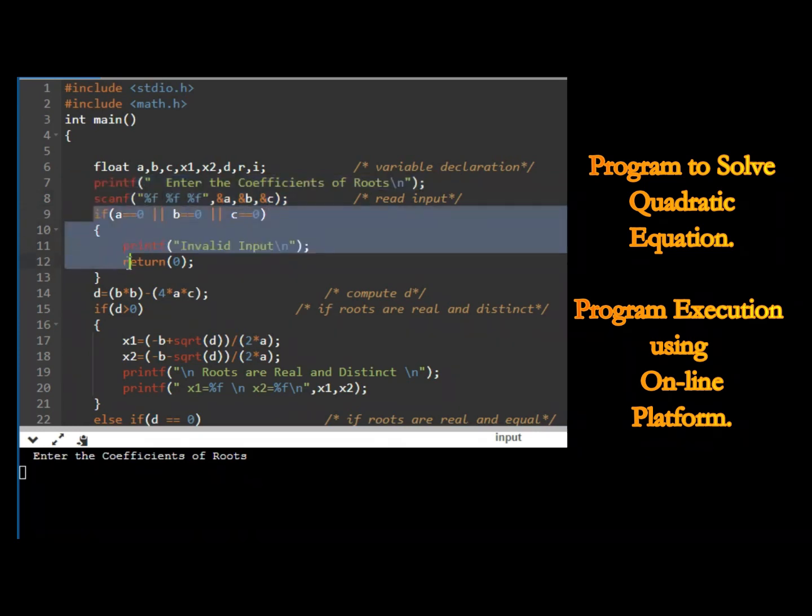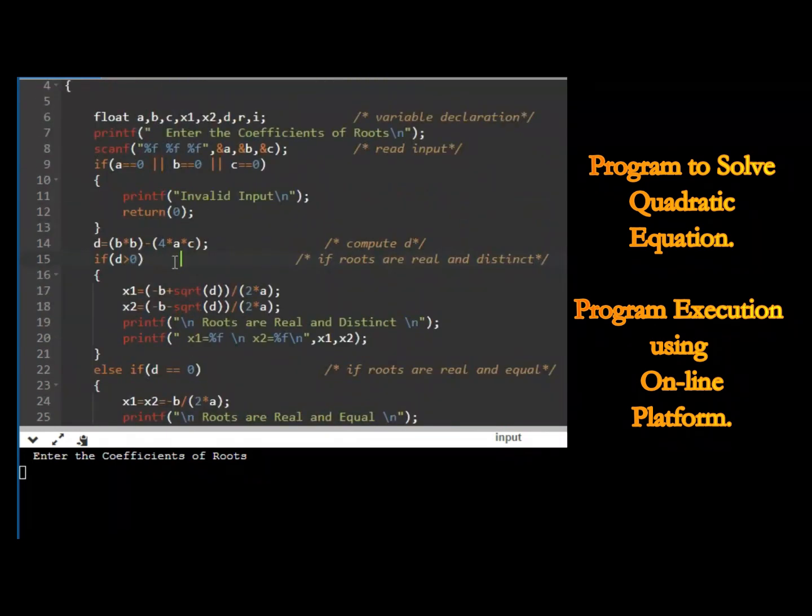Before calculating the discriminant value, we are checking whether the values are valid input or not. If any one of the values is 0, then the calculation of the roots is not possible. So here we are checking a is equal to 0, b is equal to 0, c is equal to 0. If any one of the values is 0, then the program will be terminated and display invalid input.